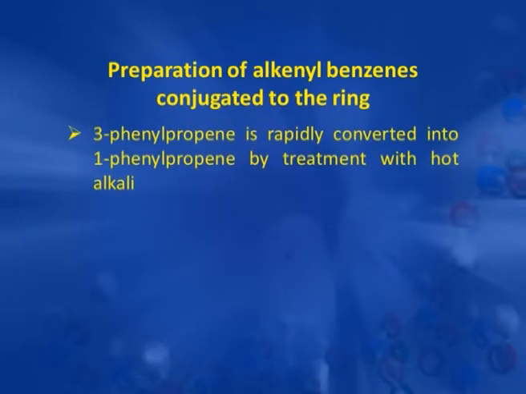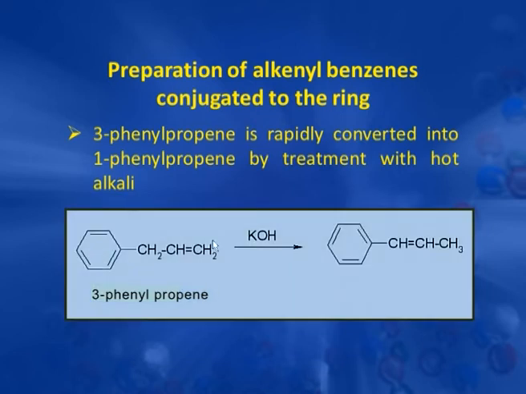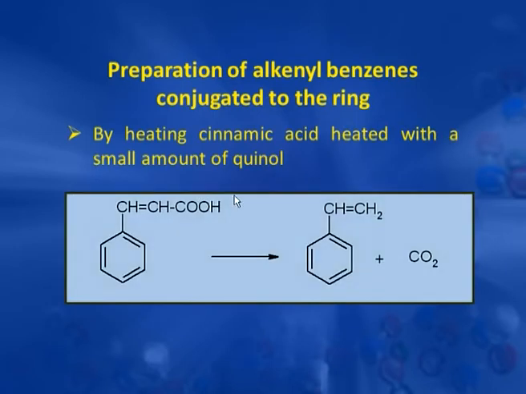Now 3-phenyl propene is rapidly converted into 1-phenyl propene by treatment with hot alkali, and again the reason is the same, because 1-phenyl propene is more stable than 3-phenyl propene. That is why 3-phenyl propene rearranges to give 1-phenyl propene. Another method is decarboxylation of cinnamic acid. When cinnamic acid is heated with a small amount of quinol, the carboxylic group is removed in the form of carbon dioxide and we get styrene.